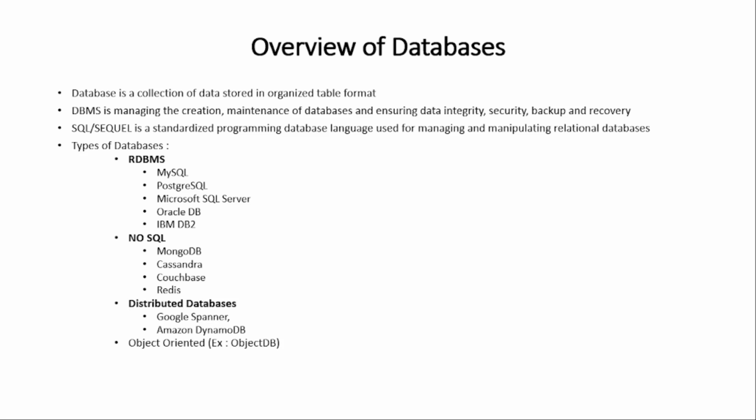Coming to the next model, the object oriented database. This is not much used, but it is also a part of the database types. And as you know, the hierarchical and network ones are obsolete right now. So these are the database types we can consider.